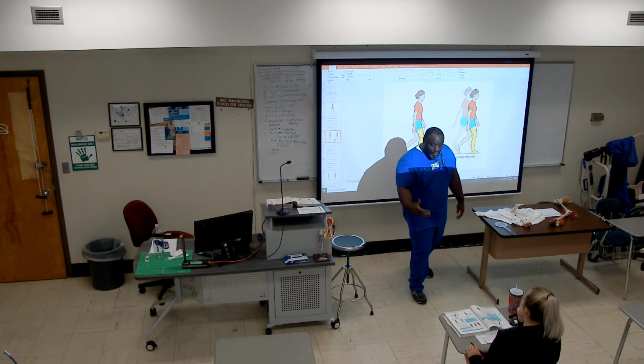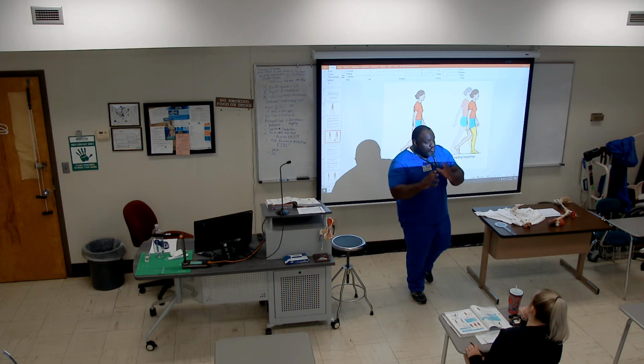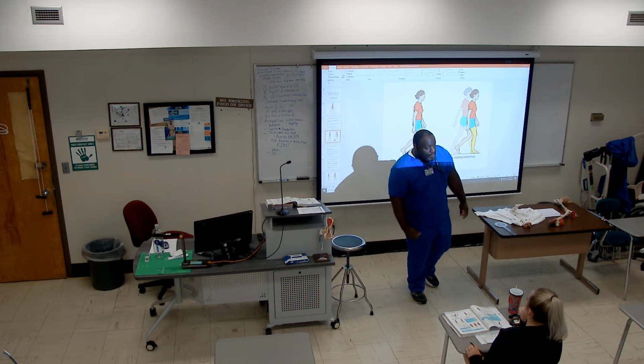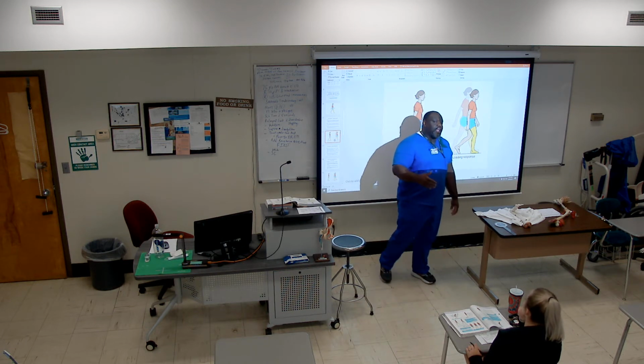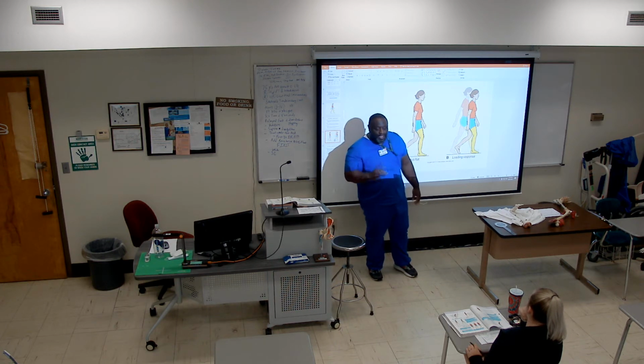Then I need the quads to concentrically contract to help pull me back into full extension so that when I go into mid stance, the screw home mechanism can operate. And now it locks my knee instead of my quads contracting. So foot flat going into mid stance is when the quads are the most active.